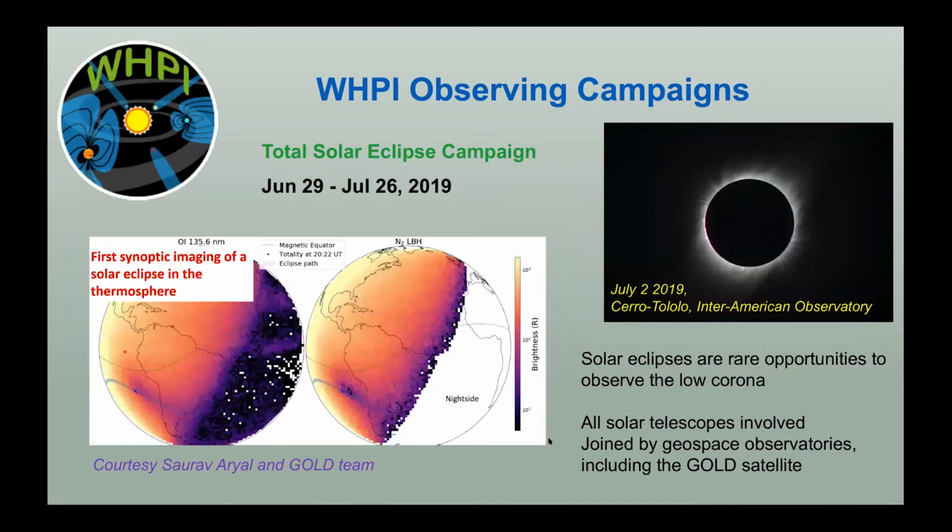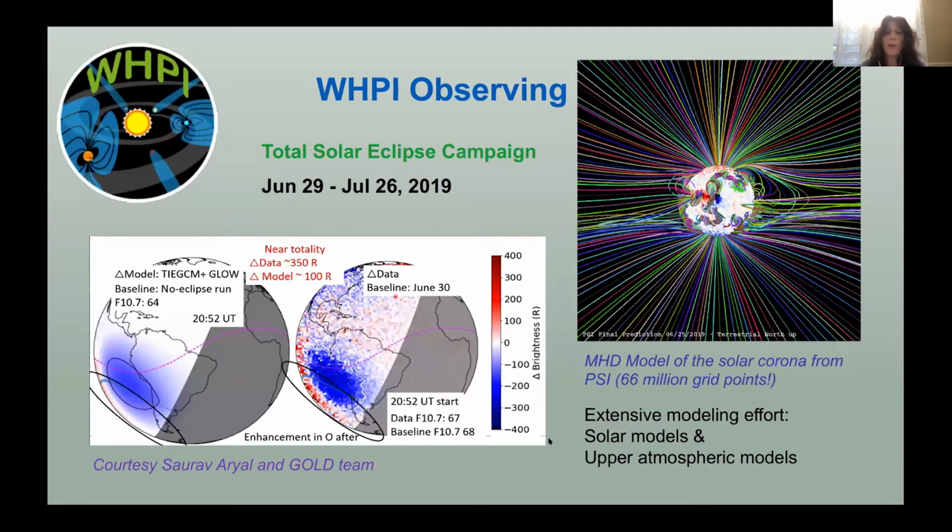No problem. So this is the slide about the eclipse. I was showing a map showing the effect of the eclipse on the thermosphere. And then if you go to the next slide, I was mentioning that there was a significant modeling effort in conjunction with the observations, both from the solar side and from the upper atmosphere.